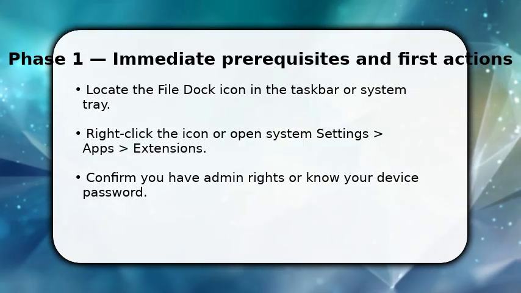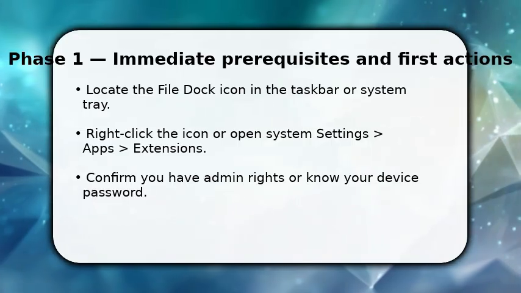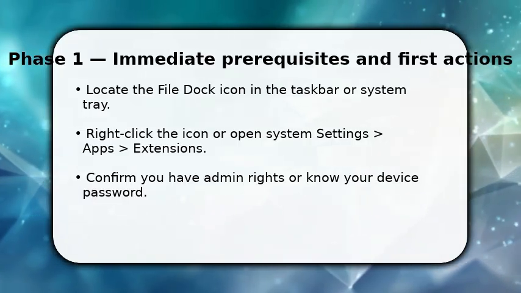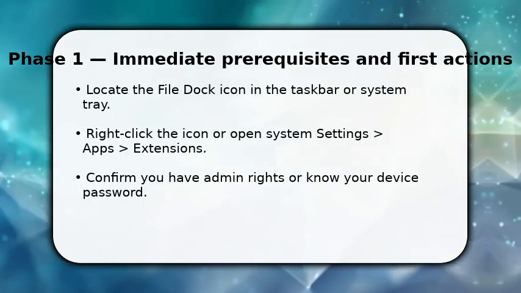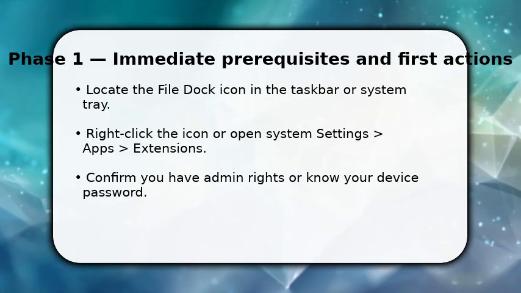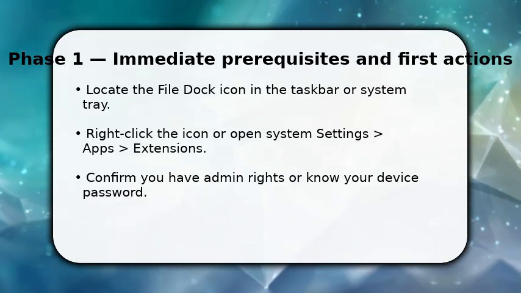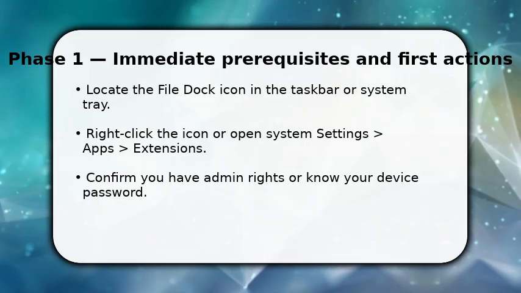You start by getting to the control surface. Locate the File Dock icon in the taskbar or system tray and open its settings. Once done, right-click the icon or press the System Settings shortcut and navigate to Apps or Extensions. This is where features live.